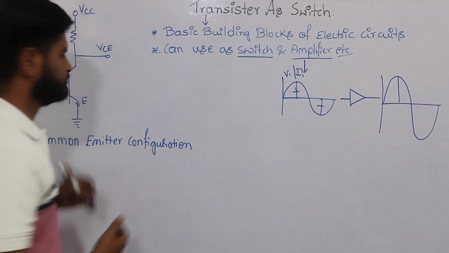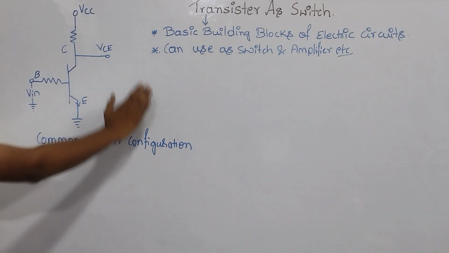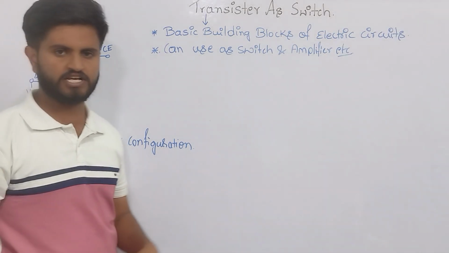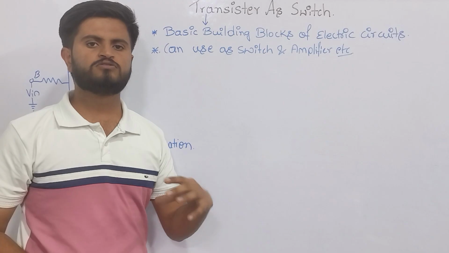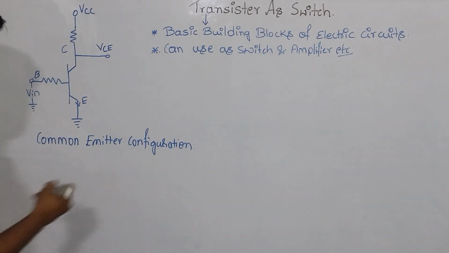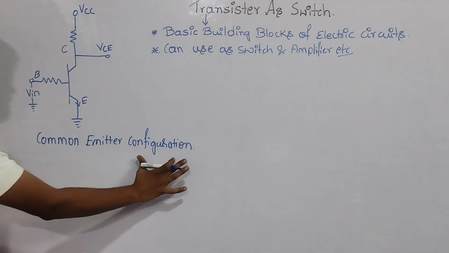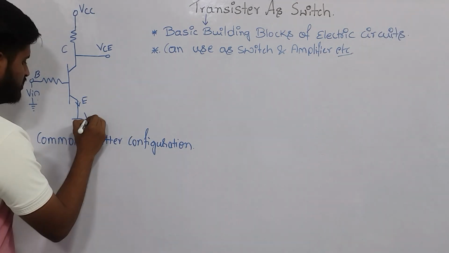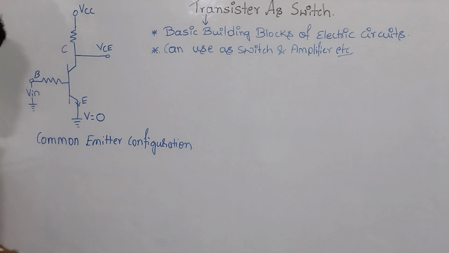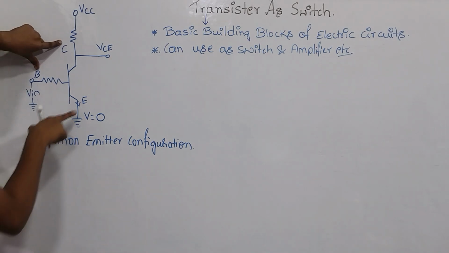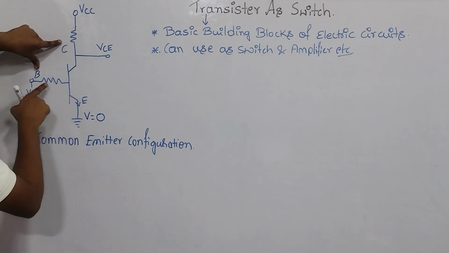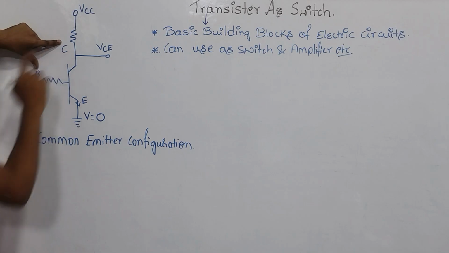Let's discuss now. Here, to discuss the transistor as a switch, I am using the common emitter configuration. You can use common collector also, common base also. Since it is the common emitter configuration, the emitter is grounded, so its voltage will be equal to 0. The emitter is grounded, and it is common between the base and the collector.